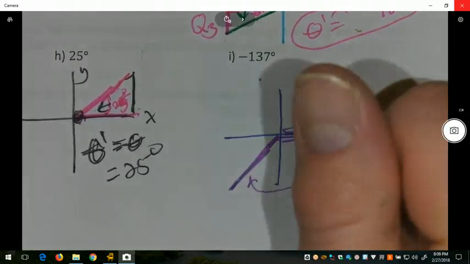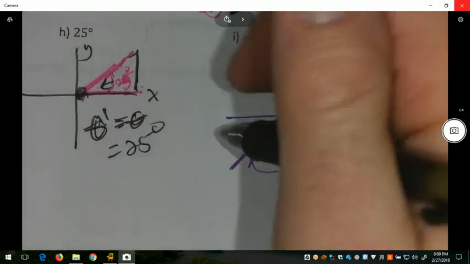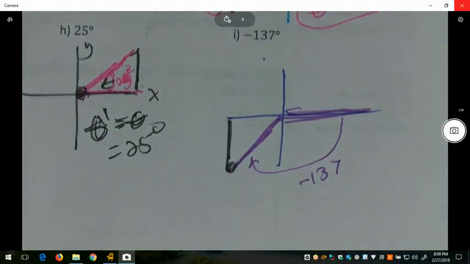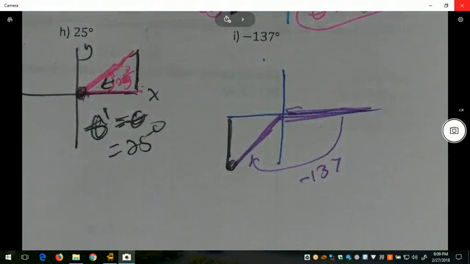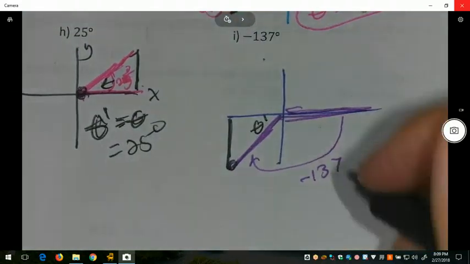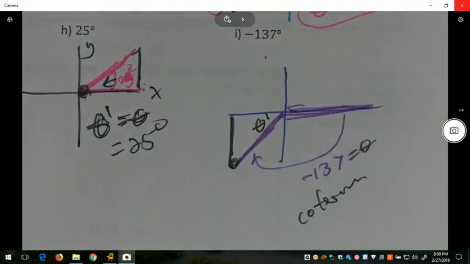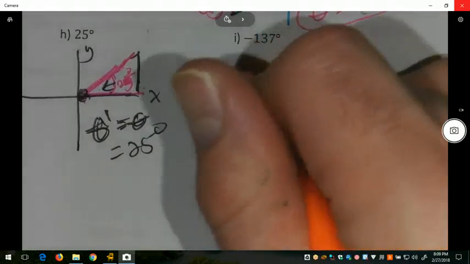This is negative 137. When I drop my line up, I'm in quadrant 3. So I'm going to have to use some things to get my reference angle. Here's theta prime. But first, I need to find a coterminal angle. The coterminal angle going in the positive direction.